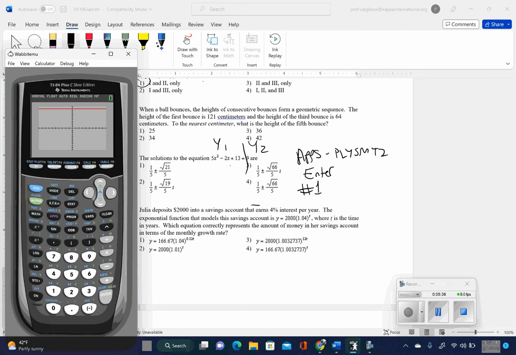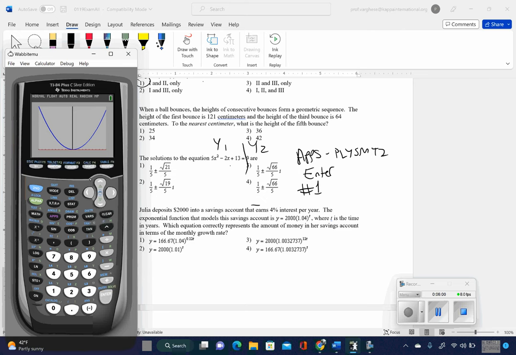Okay, so I don't see my blue graph, so let me just go ahead and hit zoom. Go down to zoom fit, which is choice 0. Let's see if I can see the whole thing. Okay, there we go. So there's the first one, and there's the second one. Okay, so it looks like they intersect over here at the bottom.